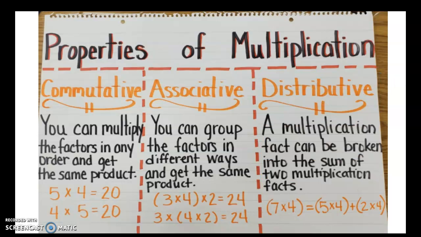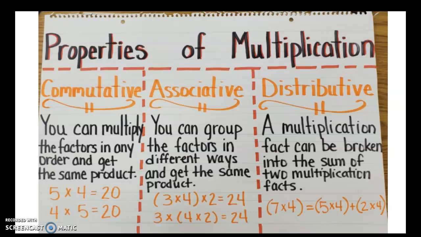All right, so the third property of multiplication is the distributive property. It says a multiplication fact can be broken into the sum of 2 multiplication facts. And we talked about this at the very beginning of the year on how to figure out a multiplication fact if you don't know it. And this is one of my favorites.